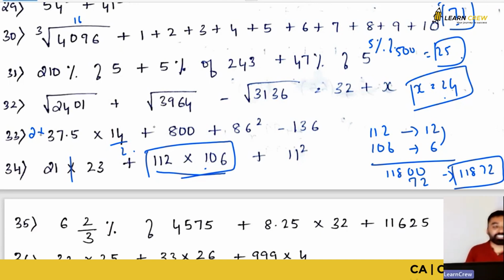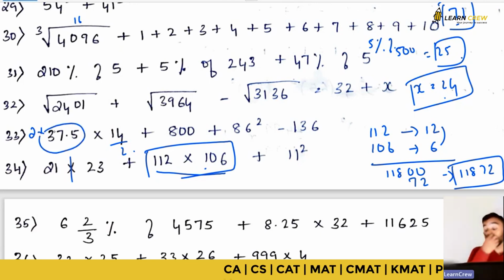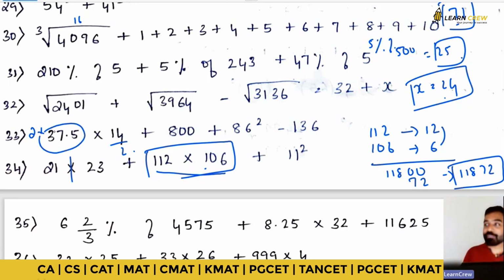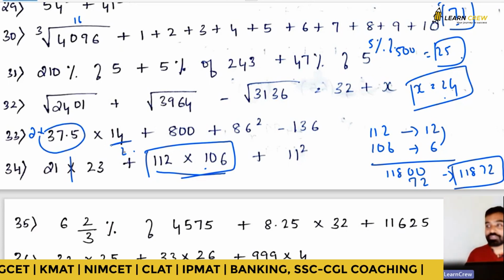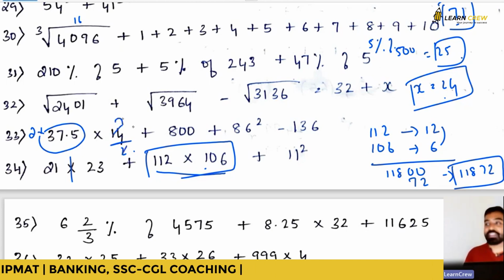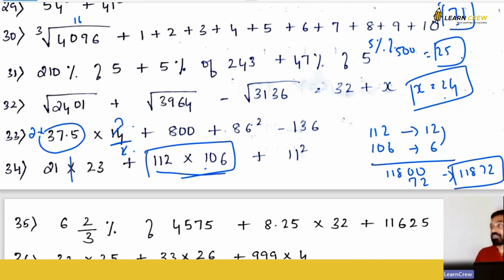See, you are having 37.5, right? Try to make it a whole number. How to make it a whole number? Multiply it by 2. It becomes 75. If you multiply by 2, obviously you need to divide by 2 also. So divide by 2, this becomes 7. 75 into 7 becomes 525 plus 800 plus 86 square minus 136.